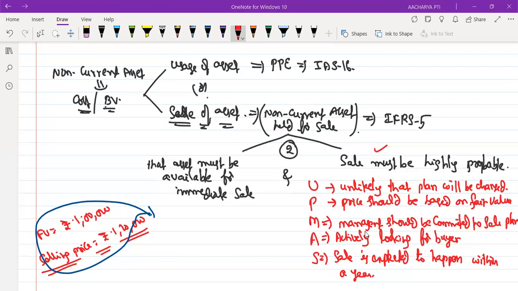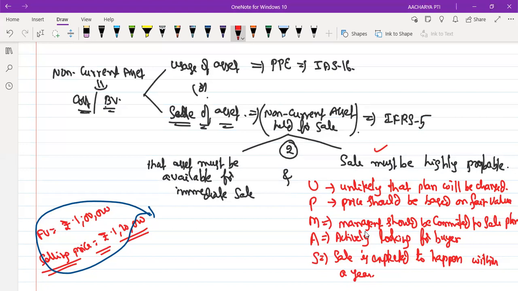When we say sale is highly probable, it must satisfy five conditions. The first one is it is unlikely that the plan will be changed by the management. The management should stick to the plan to sell the asset. The second one is price should be based on the fair value, nothing but market price. The third one is management should be committed to the sale plan. The fourth one is actively looking for a buyer. And the fifth one is sale is expected to happen within a year. If we satisfy these five conditions, then we say sale is highly probable.